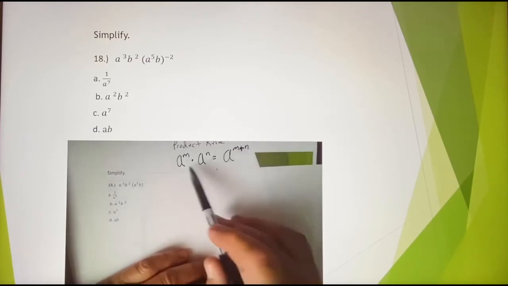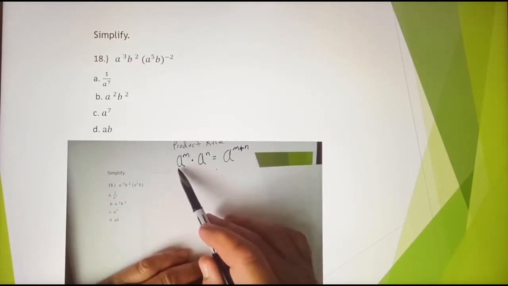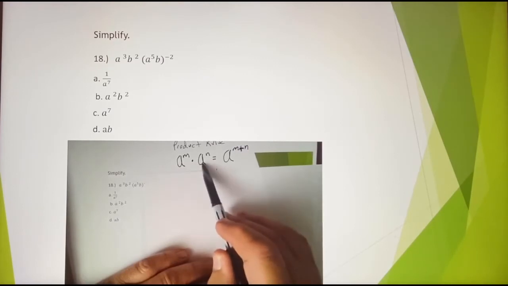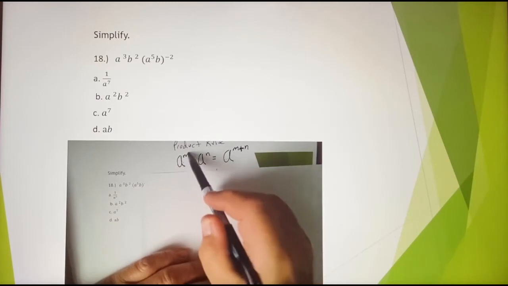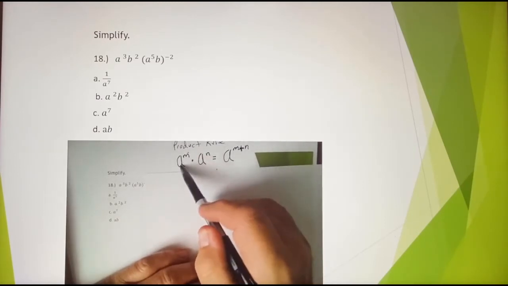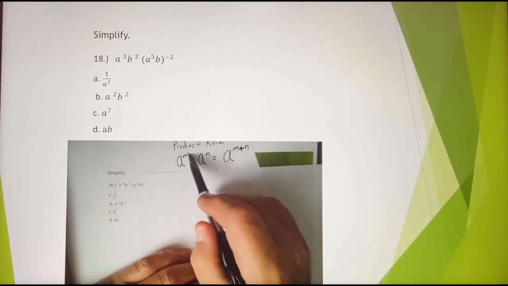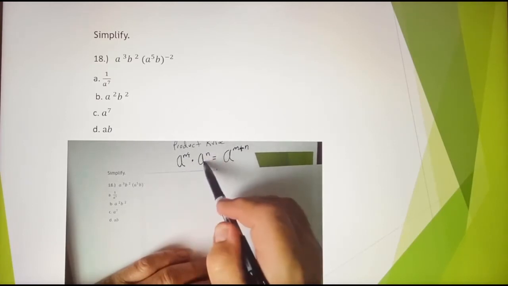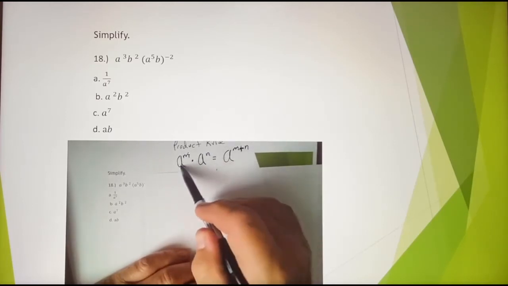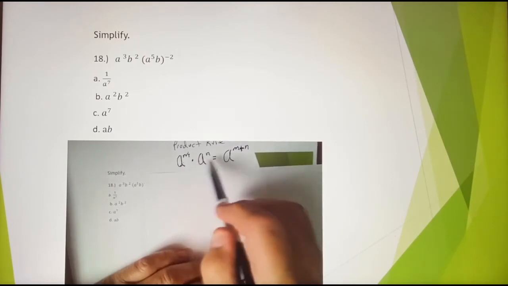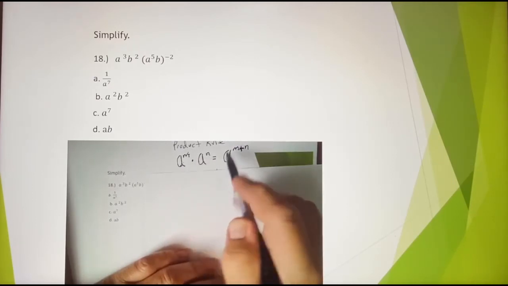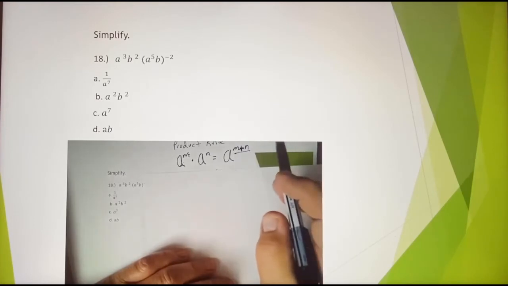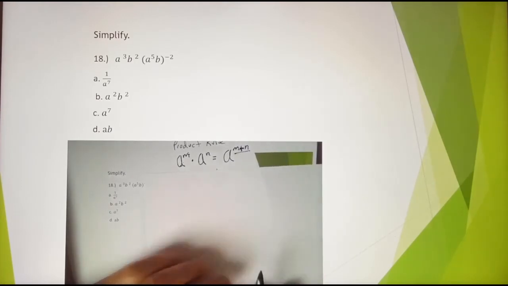A key thing about this is, for the product rule to work, you have to have the base the same. So the base is what's raised to the power. In this case, a is the base, m is the power. In this case, a is the base, n is the power. Since we have the same base, all we need to do is copy over the base and then add the powers. That's the product rule.